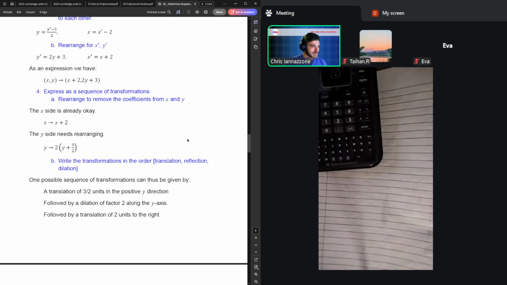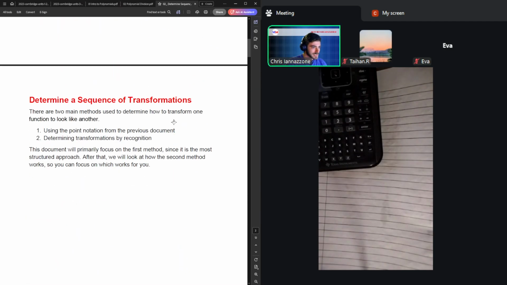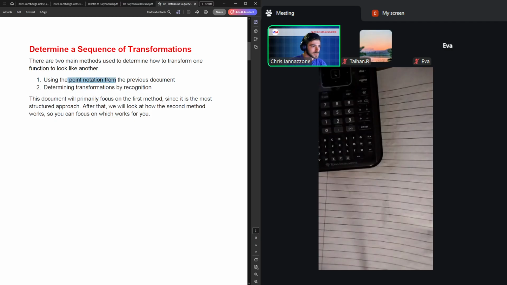Okay, so that's using the x dash y dash stuff. That's using the point notation. Any questions on how that works? Cool.